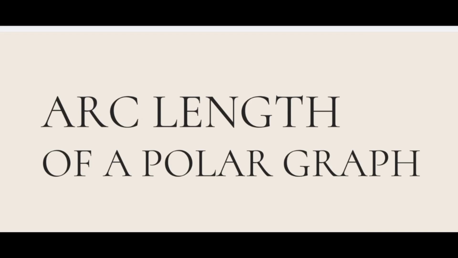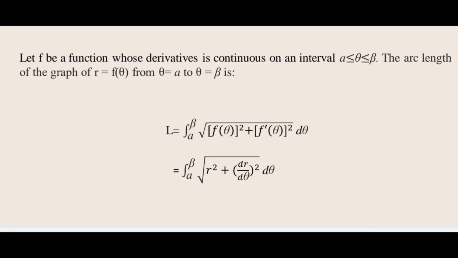Let's now proceed with our next topic, which is all about arc length of a polar graph. It says here: let f be a function whose derivative is continuous on an interval theta is greater than or equal to alpha but less than or equal to beta. The arc length of the graph of r equals f of theta from theta equals alpha to theta equals beta is equal to the integral from alpha to beta of the square root of f of theta squared plus f prime of theta squared d theta.